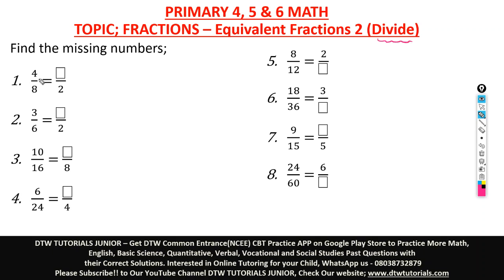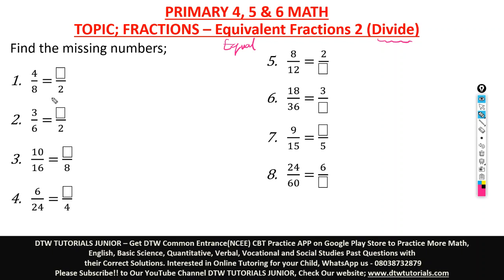Now, remember from equivalent fractions 1, what I said is equivalent means equal. That's the same fraction. That is what it means: what is the equivalent of this fraction? This fraction and this fraction should be equal. So how do you find that they are equal? That is what equivalent fraction is all about.